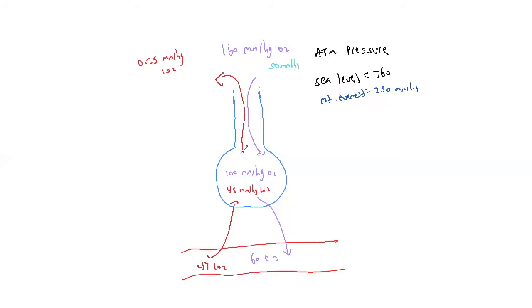So an increase in elevation decreases the partial pressure of oxygen, which slows down the rate of diffusion. So once again, increased altitude decreases partial pressure of oxygen, decreases diffusion, which can lead to, in the short term, a hypoxic state.